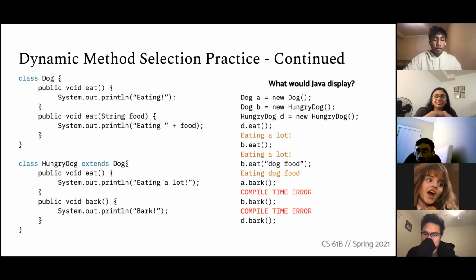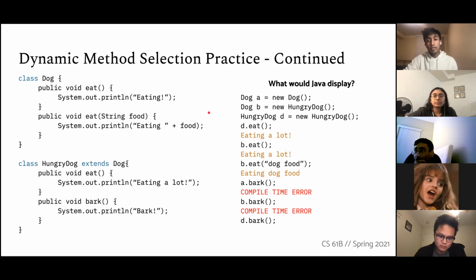What about a.bark? Yeah, so this is going to be a compile time error because we see that bark isn't here. And same thing for b.bark, because once again, we go to Dog and we see that bark isn't here. I think these were questions that came up in chat. If we can't find it in the static type, we're going to return a compile time error.